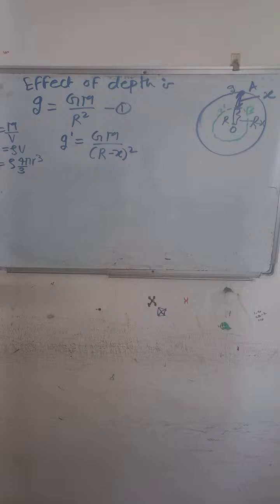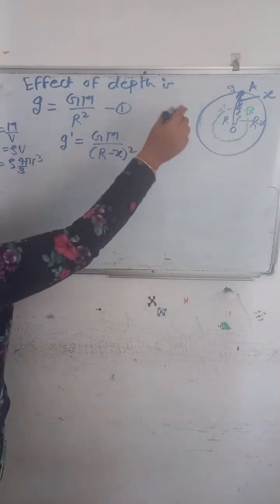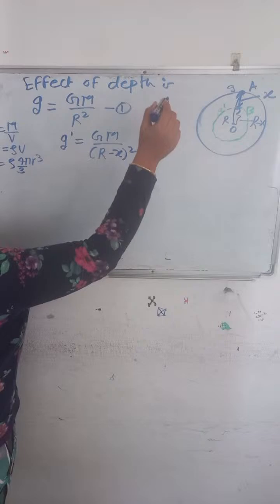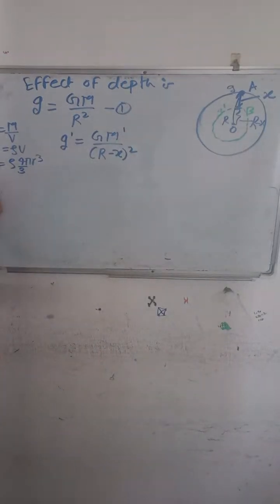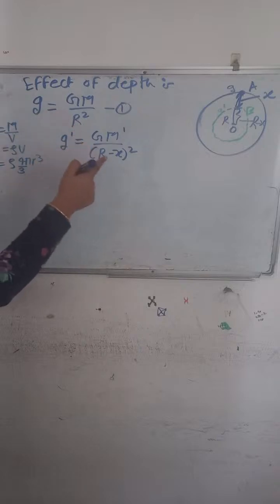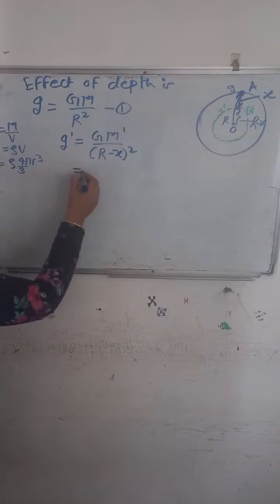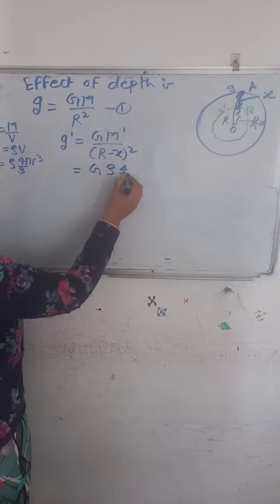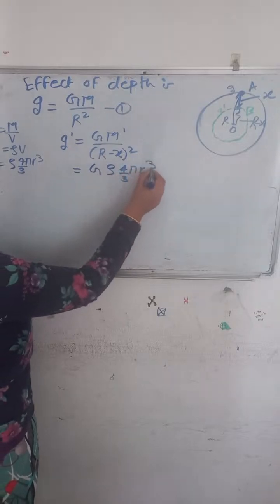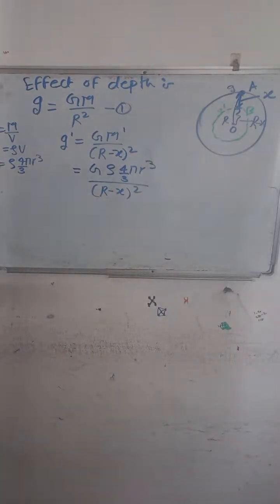But this is not my answer. Here the mass is M, that body came to point B, and this mass we just now calculated when taking that body to a certain depth inside the earth. So we are replacing this M dash by rho 4 by 3 pi R cube divided by (R minus x) whole square. Okay, can you get all these steps?